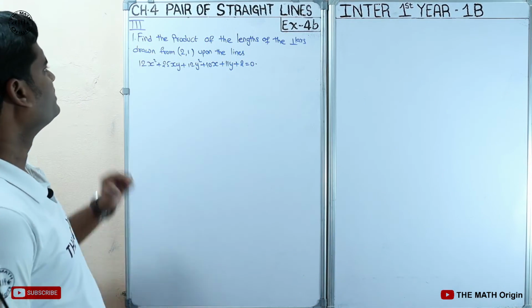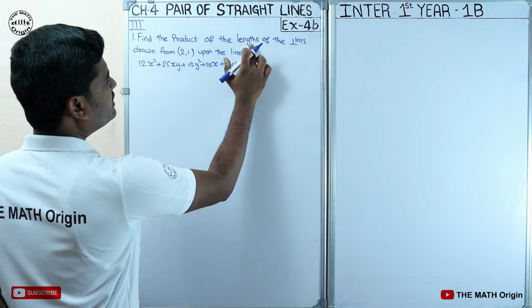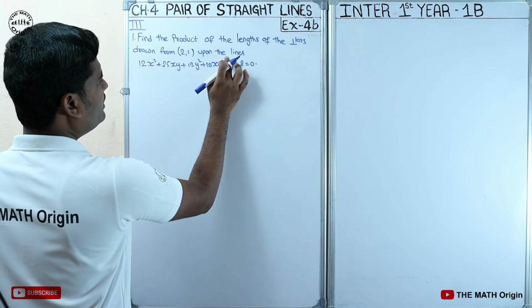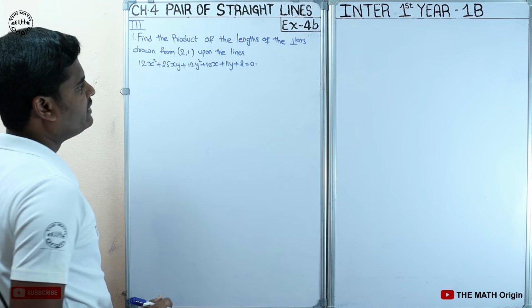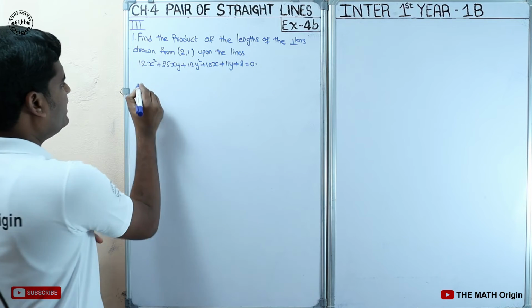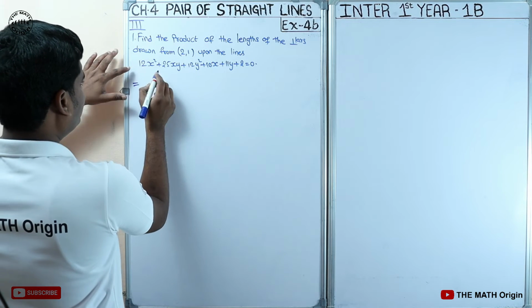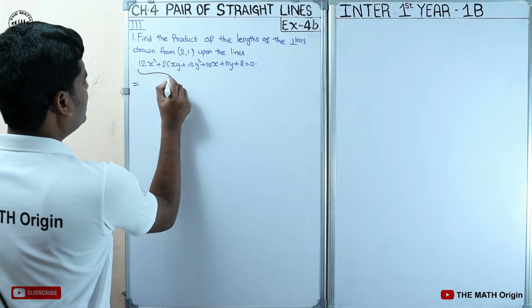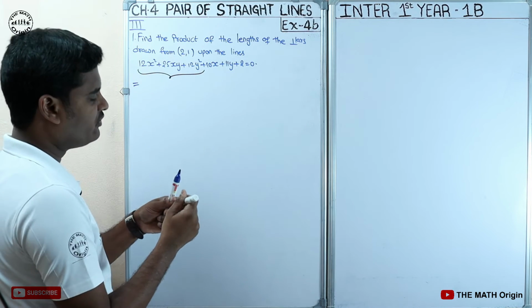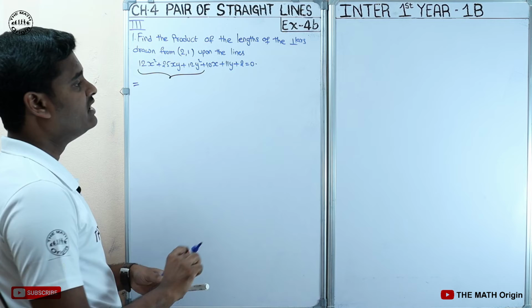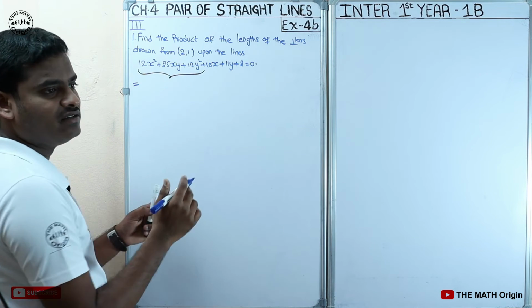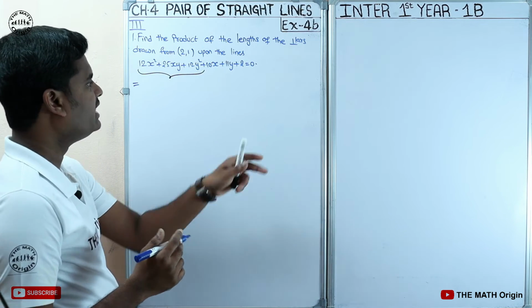First question from the third section. Find the product of the lengths of the perpendiculars drawn from a point upon the lines of a given pair of straight lines. What we need to do, I will take this equation, only the first half. From this equation we need to derive the pair of straight lines. Now this complete equation is a pair of straight lines, so from this we need to derive straight line 1 and line 2.